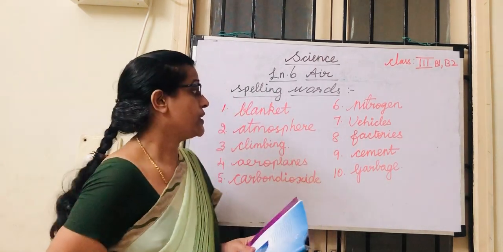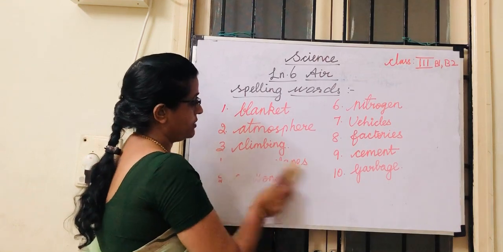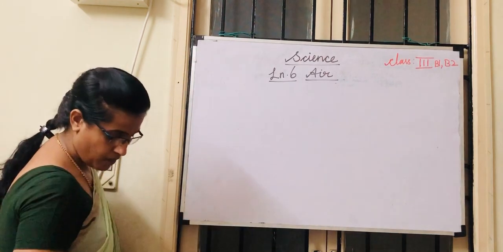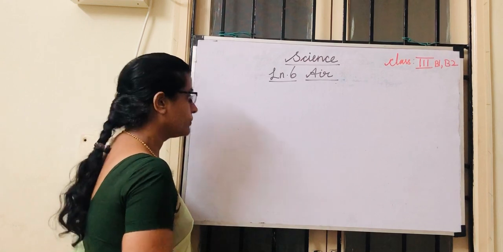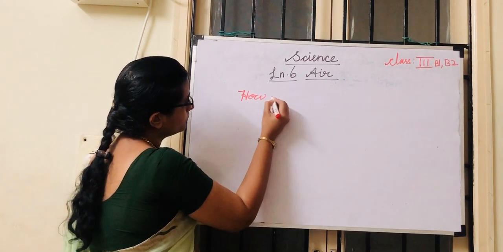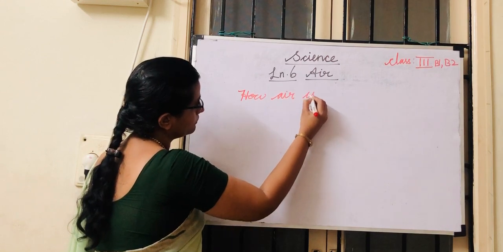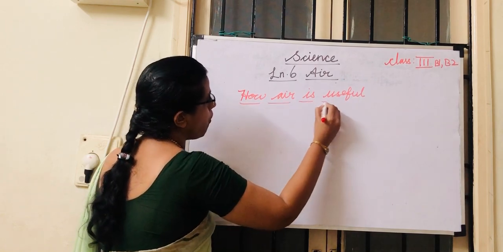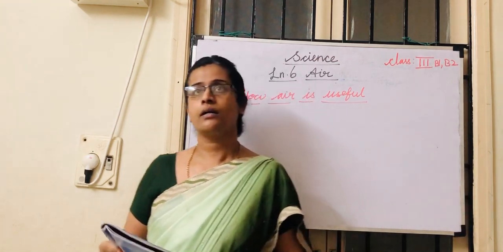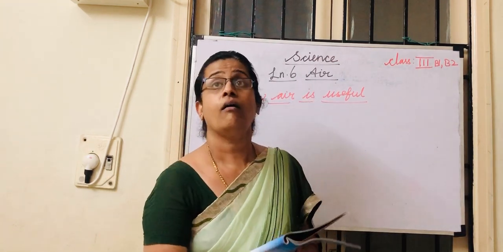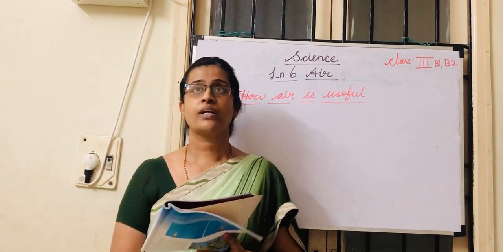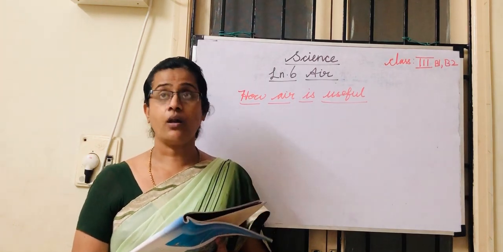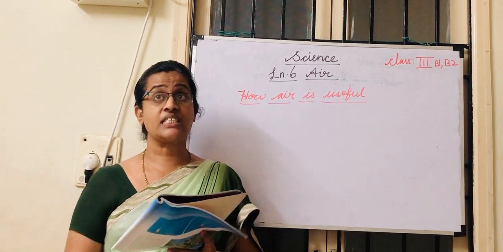Next topic we are going to learn is how air is useful. All living beings need air, isn't it? Actually, we need a gas called oxygen. A gas called oxygen. This gas is present in air.